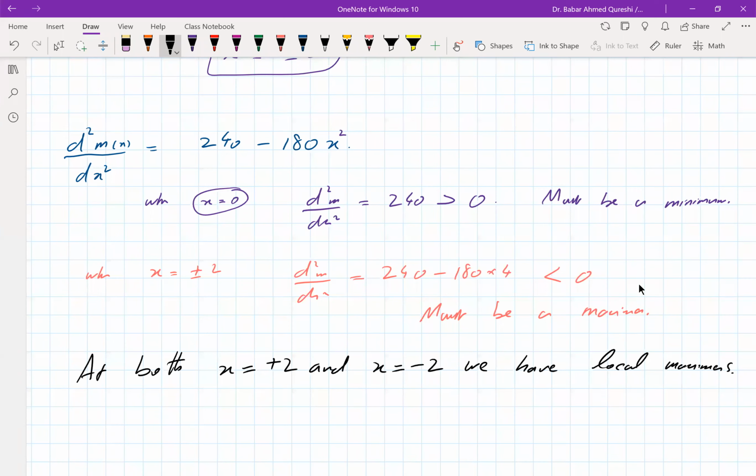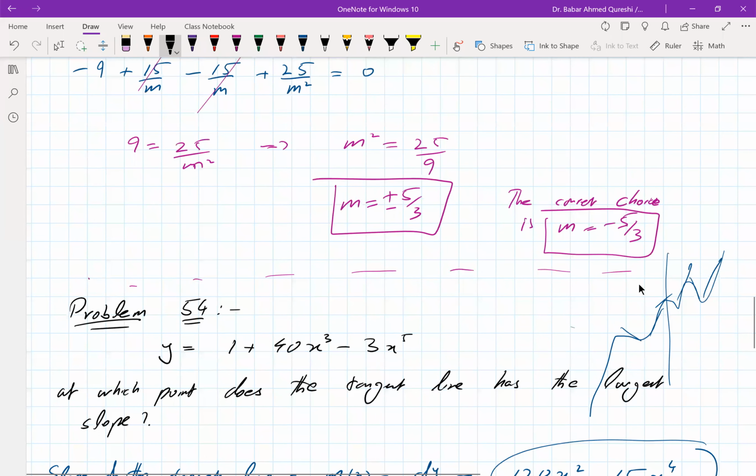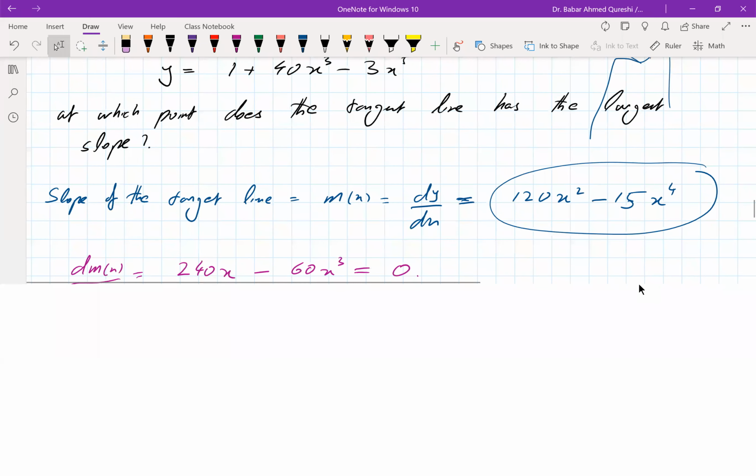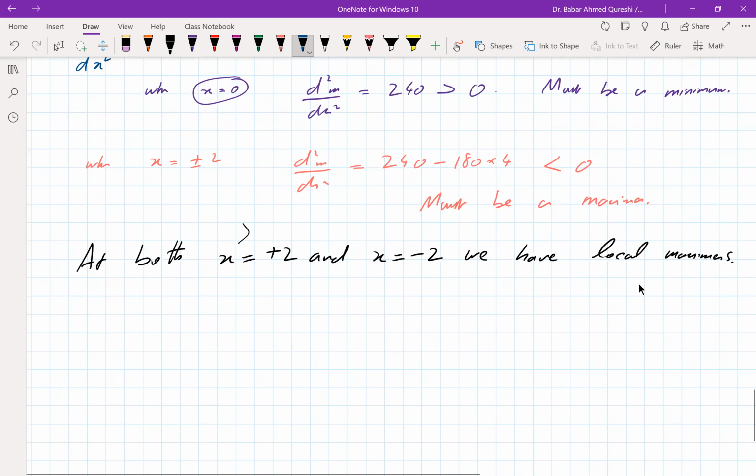So if you have a bunch of local maxima, then you have to check each one of them to see which one has the bigger value. That would be your global maxima. And since you are looking for a global maxima, you have to put this value back in the formula for the slope and see which one gives you a bigger number. But the slope in this case is an even function of x. So if you put plus 2 or minus 2, the answer is the same. So that means both have the same slope. So slope is maximum.